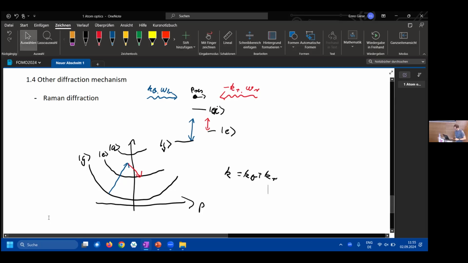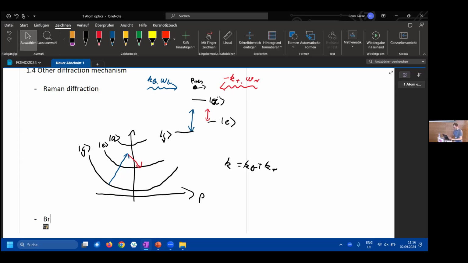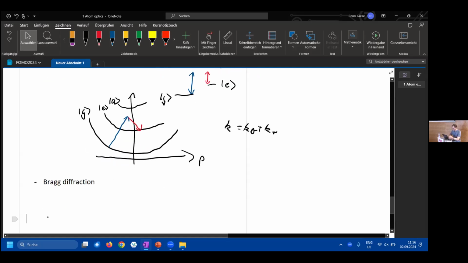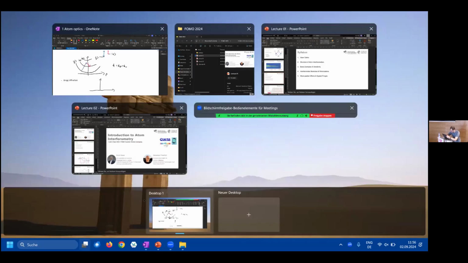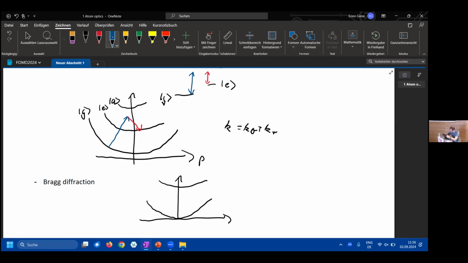And we can play another trick. We can do the very same thing. And I know it's maybe a little bit abstract, but maybe some of you have already seen figures like that. We can do the same thing without changing the internal state. And that's called Bragg diffraction. And here we just have one state that is detuned. And we have again counter-propagating light fields. We excite, transfer momentum. We emit and transfer momentum. And so we can drive Rabi oscillations also between two momenta, but the atom is in the very same state.